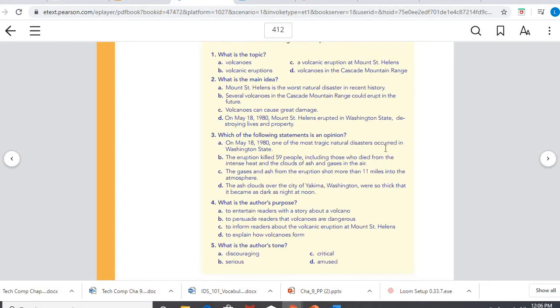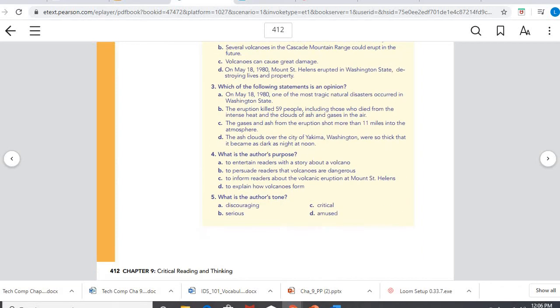So which of these is an opinion? I kind of alluded to that already based on one of the options up here. But if you look, 3 of these are just facts. 3 of these you could verify, look up, people observed, measured. A is an opinion. One of the most tragic. That's an opinion. Although it might be tragic based on how many people died, someone may think, oh no, something else happened 5 years later, and that was really more tragic than this. So that is an opinion phrase. So that's our opinion.